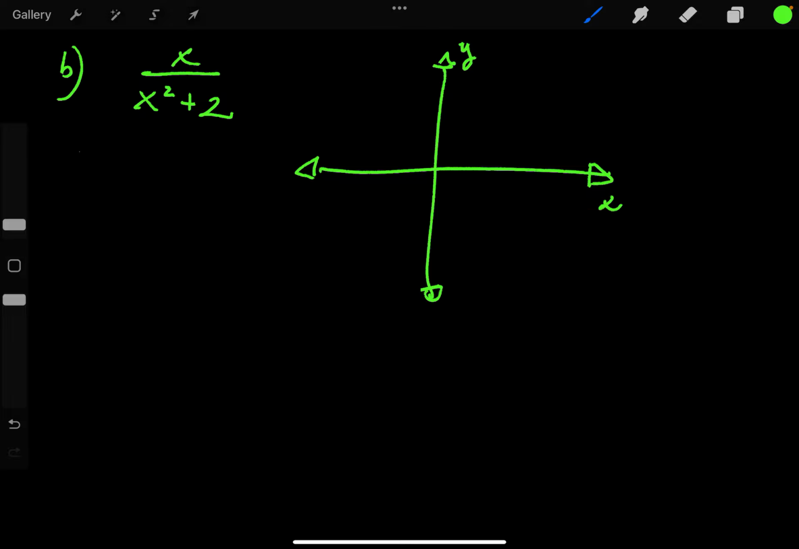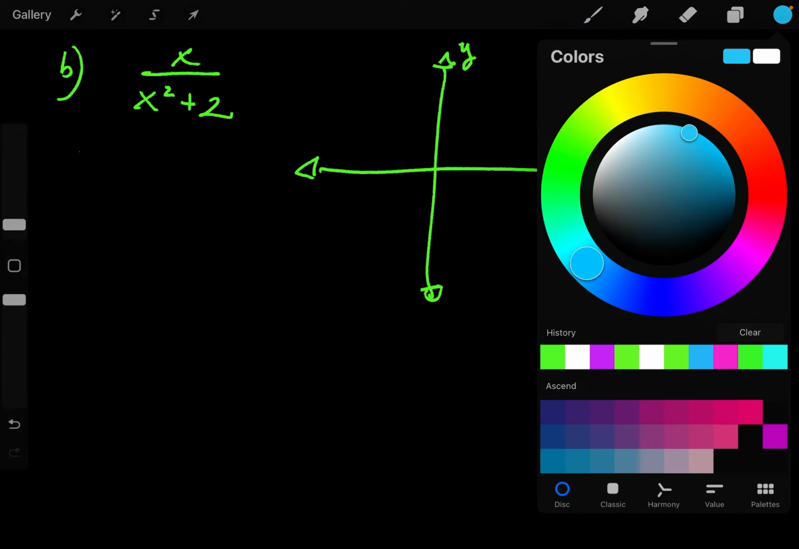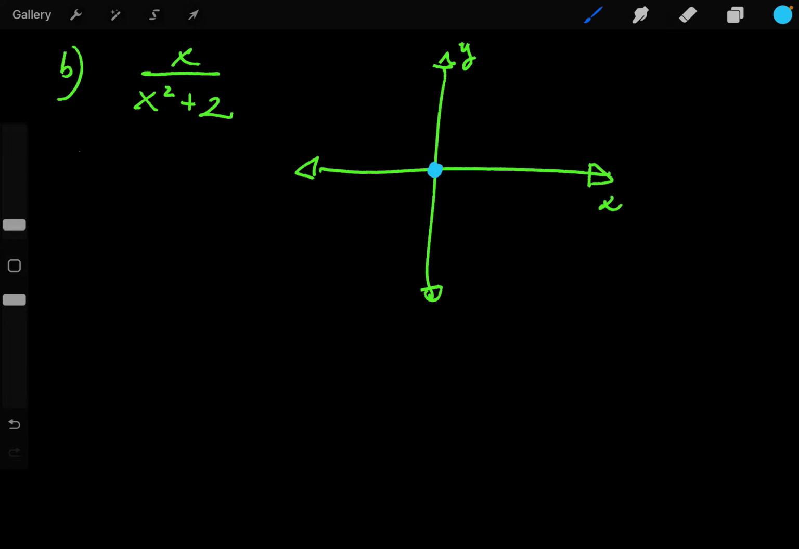This function is defined everywhere again. So when I plug in 0, I get 0. So this is a point, right? When I plug in x as being 0, I get 0 over 2, which is 0. I'll plug in 1. Let's see what I get. I get 1/3. So let's say that this is 1/3. So 2/3, 3/3, this is 1. And then negative 1. If I plug in negative 1, do I get the same thing? No, I get negative 1/3.